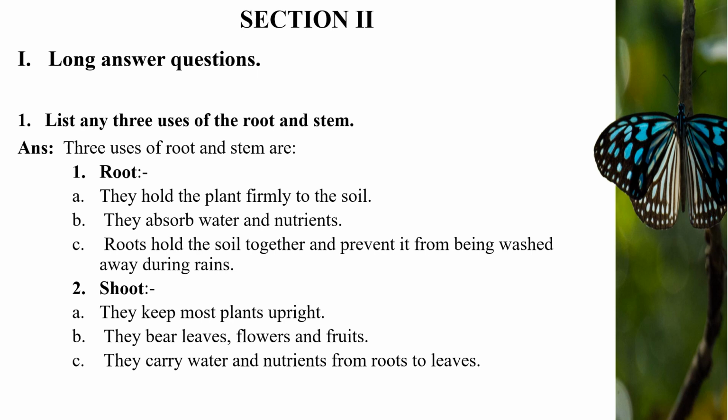Answer. Three uses of root and stems are: first, root. First use, they hold the plant firmly to the soil. Second use, they absorb water and nutrients. Third use, roots hold the soil together and prevent it from being washed away during rains. Shoot. First use of shoot is they keep most plants upright. Second use of shoot is they bear leaves, flowers, and fruits. Next, they carry water and nutrients from roots to leaves.